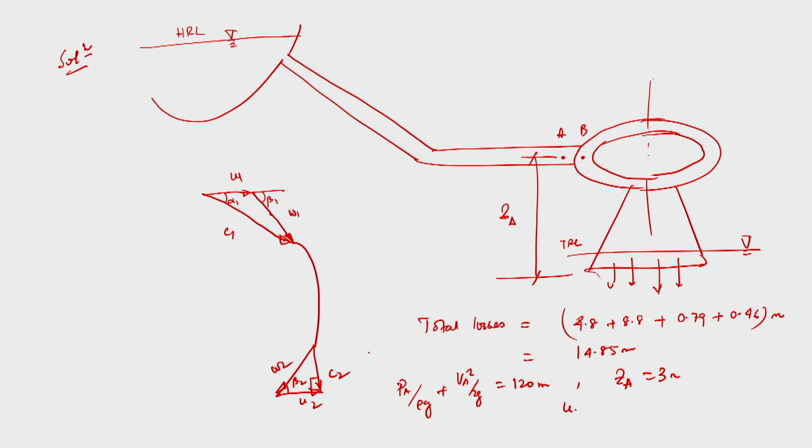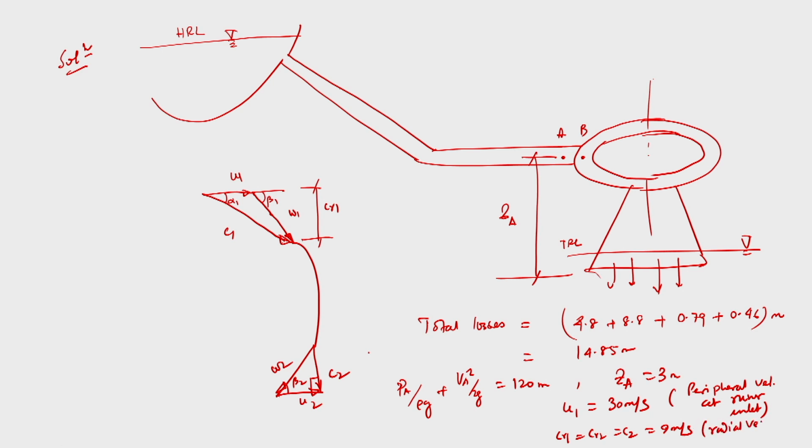U1 is equal to 30 meter per second, the peripheral velocity of the runner at inlet. This is given. If I call it CR1 and CR2 is equal to C2, then CR1 is equal to CR2 is equal to C2 is equal to 9 meter per second. It is given, that is the radial velocity of water.